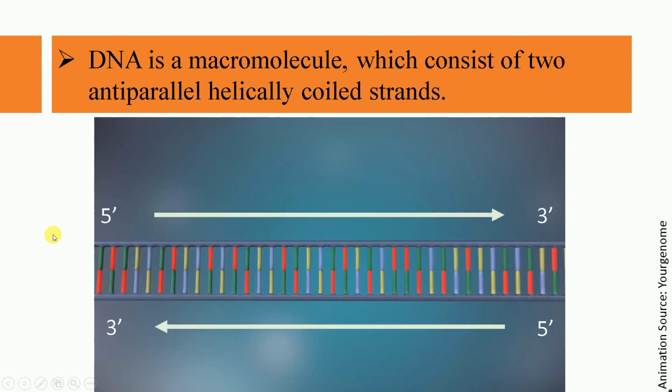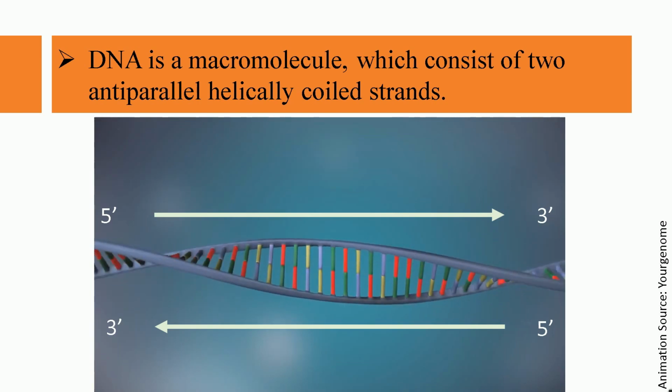As you can see, the above strand goes from 5' to 3' in this direction, which is shown by the arrow. And the lower strand, that is this strand, goes from 5' to 3' in this direction, which describes the antiparallel nature of the DNA molecule.